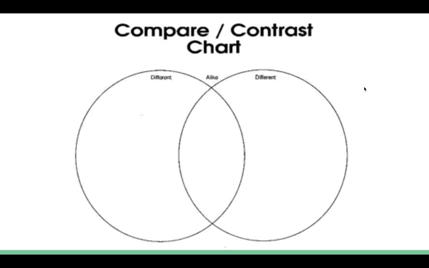This is an example of one compare and contrast chart. So on this side, it would be the things that they knew. This side, it would be the things that they learned. And then right here would be the things that were kind of neutral.